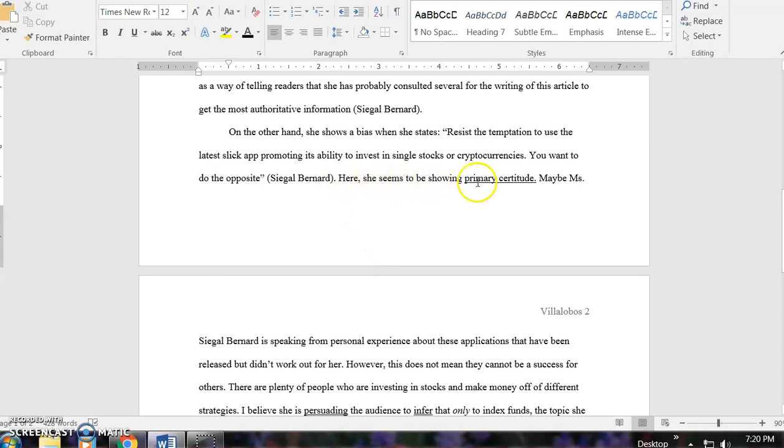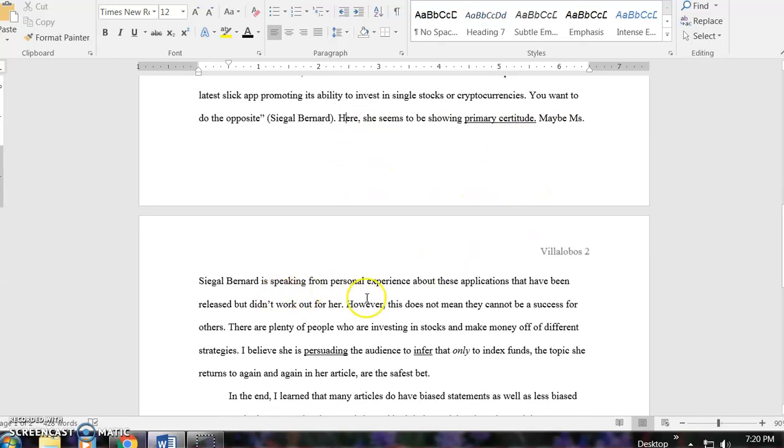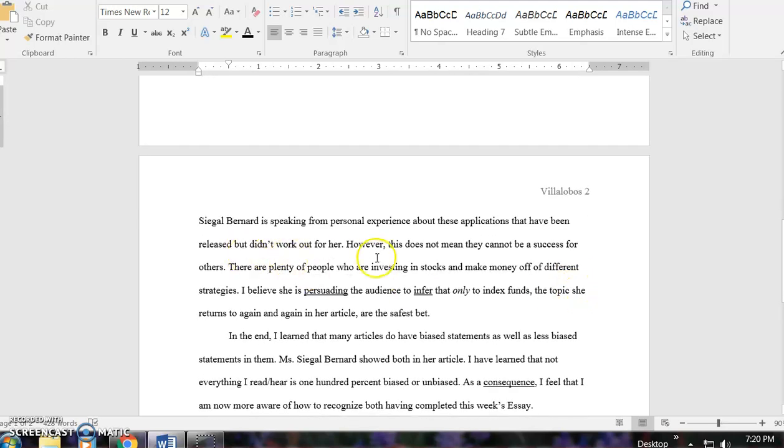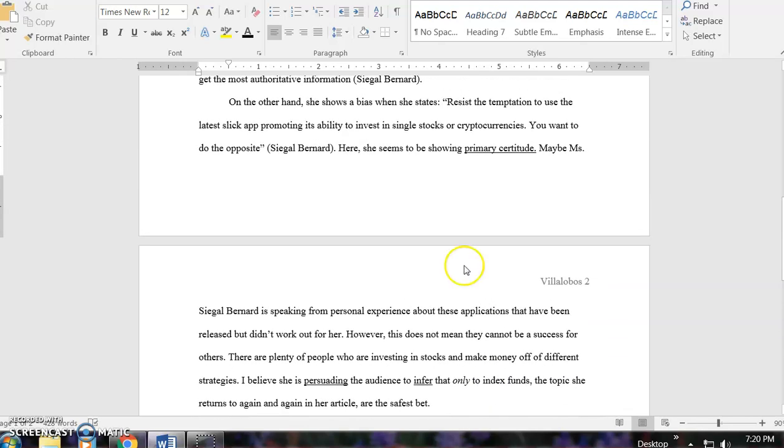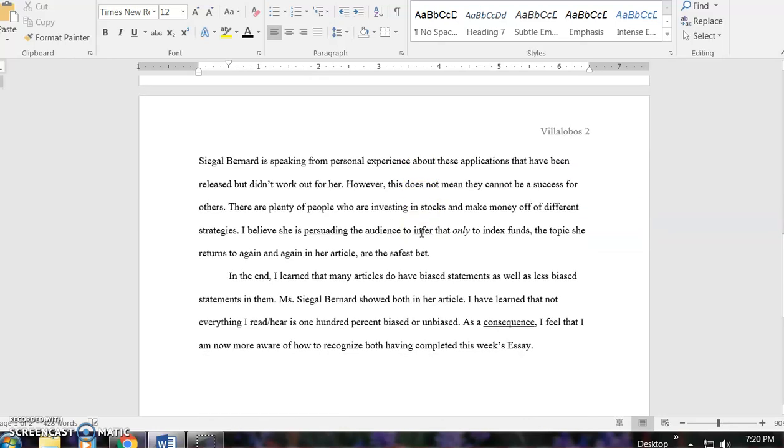Here she seems to be showing primary certitude. Maybe Miss Siegel-Bernard is speaking from personal experience about these applications that have been released but didn't work out for her. However, this does not mean they can't be a success for others. Plenty of people are making money. I believe she's persuading the audience to infer that only index funds are the safest bet, because that's all she really talks about in her article. Okay, so that's a form of bias. Here is the conclusion paragraph.